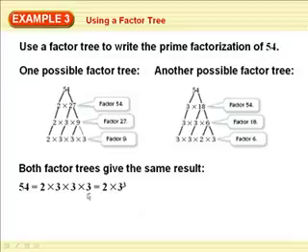This is called expanded form, 2 times 3 times 3 times 3, and this is called exponent form, 2 times 3 to the third, because of the three 3s right here. We're going to use both of these forms when we do greatest common factor and least common multiple, so that's just an FYI.